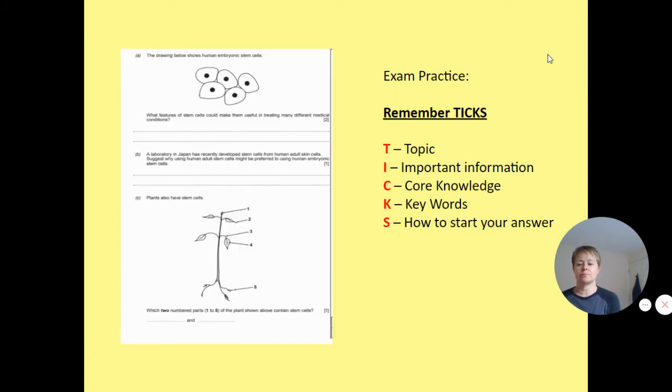Another question. I'll read this out because it's very small. The drawing below shows human embryonic stem cells. What features of stem cells could make them useful in treating many different medical conditions? I'll repeat that. The drawing below shows human embryonic stem cells. What features of stem cells could make them useful in treating many different medical conditions?